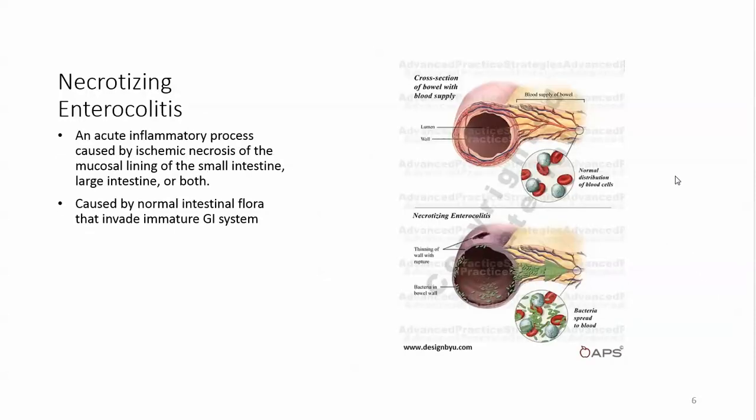Necrotizing enterocolitis. This is an acute inflammatory process caused by ischemic necrosis of the mucosal lining of the small intestine, large intestine, or both. It's caused by normal intestinal flora that invade the immature GI system. Breastfed infants are at a lower risk. It affects 10% of infants less than 1,500 grams. Infection and inflammation that causes destruction of the bowel are part of the process.